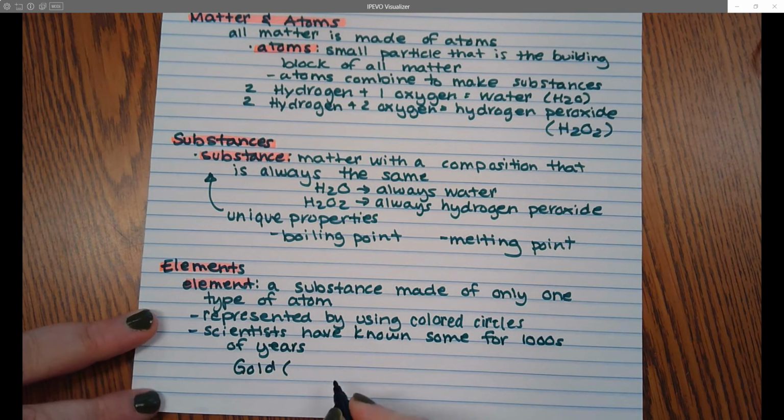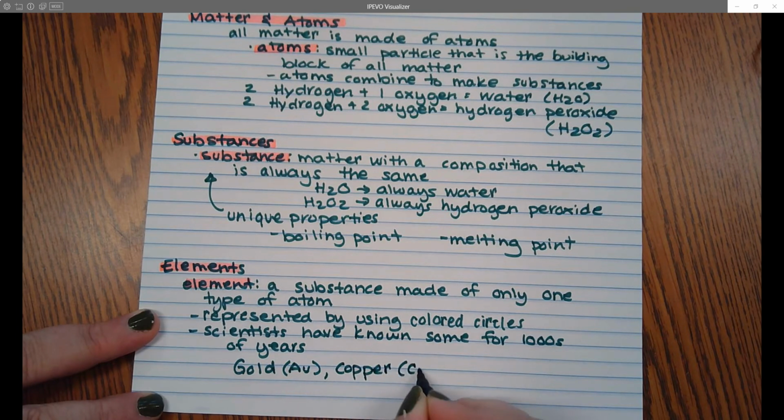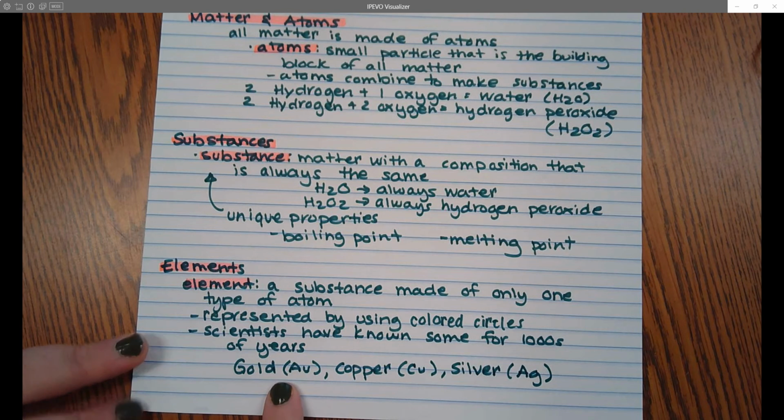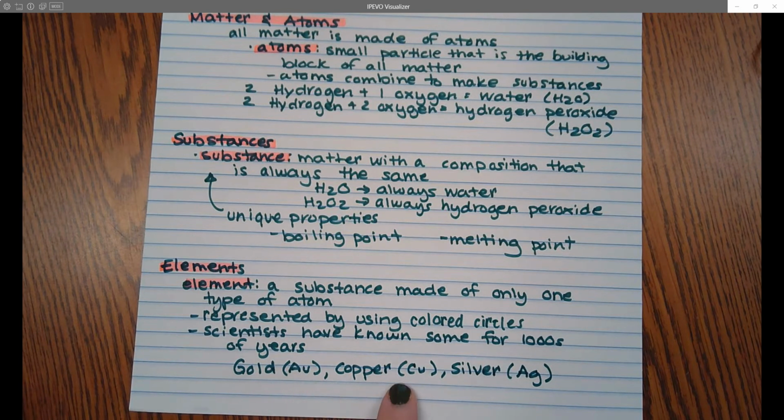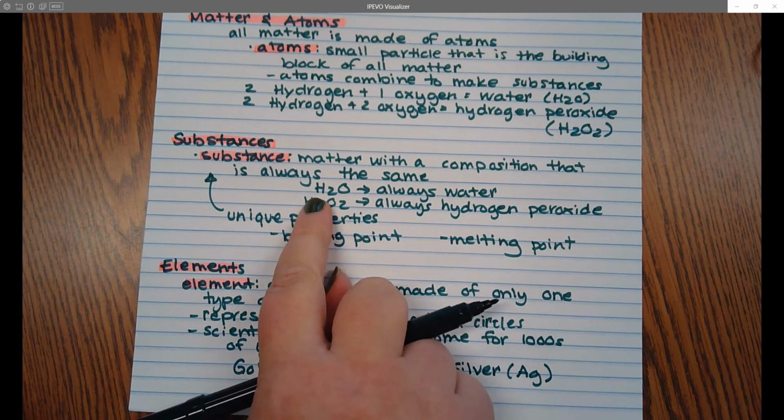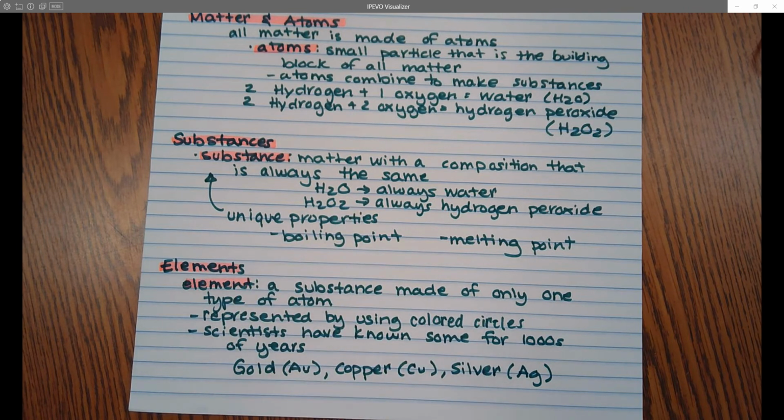The abbreviation for gold is AU. Also, copper. The abbreviation for copper is CU. For silver, the abbreviation is AG. So these abbreviations don't match up as nicely as like hydrogen and oxygen do.